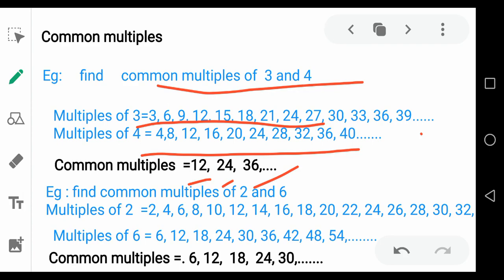Same way, one more example is here. Find common multiples of 2 and 6. What you have to do, you have to write the multiples of 2. You have to write the multiples of 6. Then you have to write the common multiples. So here we have the common multiples. Okay, so there are common multiples.